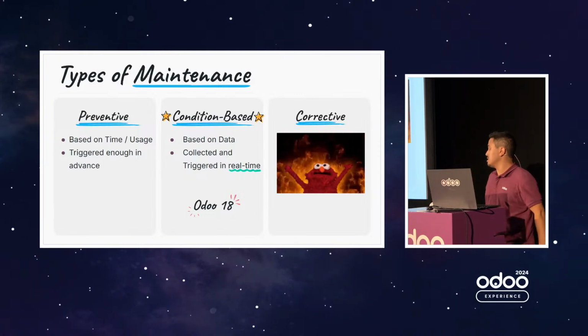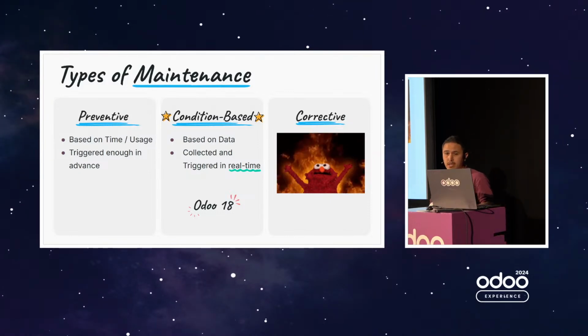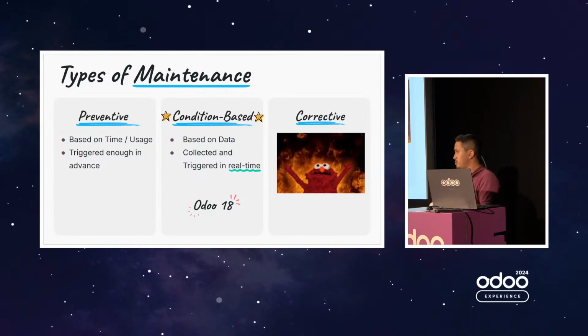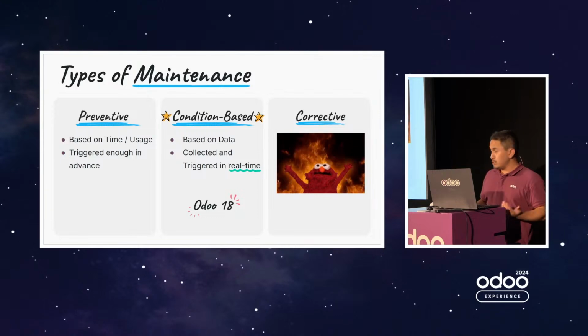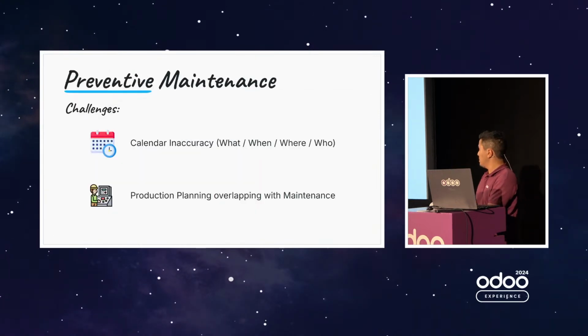But the main point here is to be very efficient and fast in order to solve the issue, and also try to learn from these problems to avoid these issues happening again. Now that you already know the three different types of maintenance, let's start talking about the preventive one.